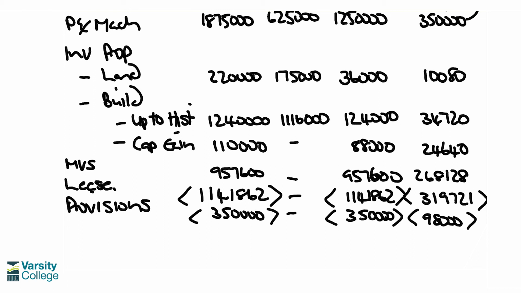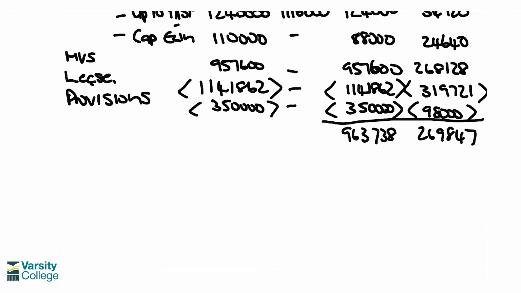Right, let's add it up. You only need to add up the last two columns. So 963,738 is our temporary differences, and the DT balance 269,847. Okay, so what do these two numbers mean? The 269,847 is your DTL that is going to be disclosed in your statement of financial position.